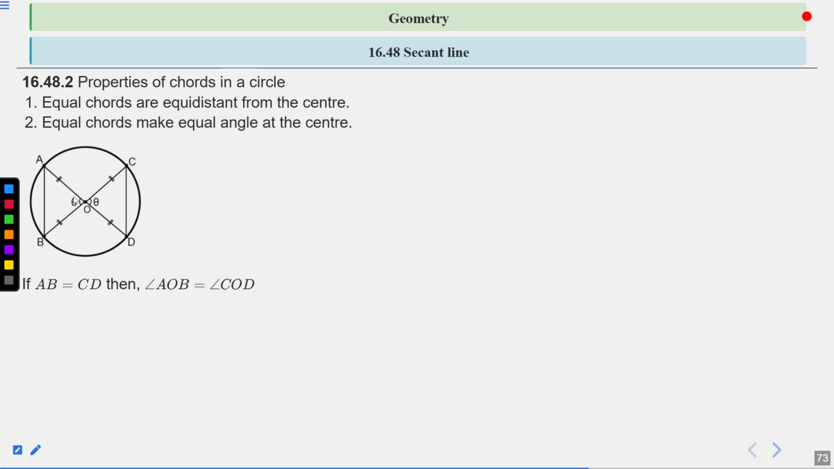If AB is parallel to CD, then we can say that angle AOB equals angle COD. Or if angle AOB equals COD, then we can say that AB equals CD.